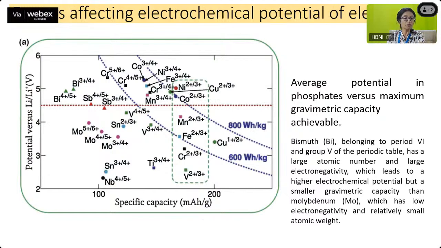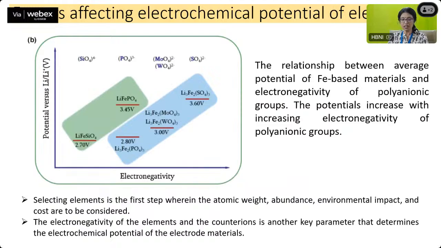As you can see over here, all the bismuth compounds have a potential versus lithium ion almost at the level of 5. Whereas if you look at molybdenum, these are all phosphate compounds, so the anion is common. In this case, for the molybdenum phosphate, the potential is somewhere between 3 to 3.5. Why? Because molybdenum has a lower electronegativity and a relatively small atomic number. So these are the factors which affect the electrochemical potential, and this is how you can think about which material to choose for your electrodes.